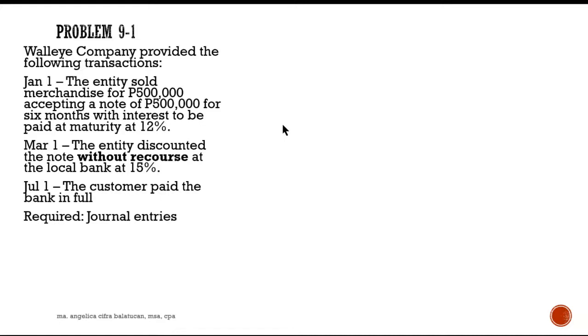Walleye Company provided the following transactions. January 1, the entity sold merchandise for 500,000, accepting a note of 500,000 for 6 months with interest to be paid at maturity at 12%. So what would be the entry? So on January 1, we debit notes receivable 500,000 and we credit sales.